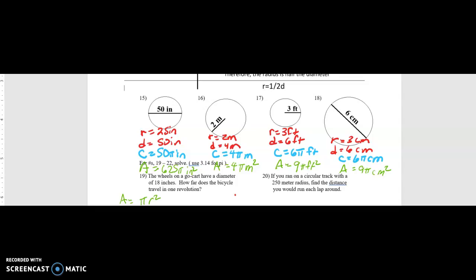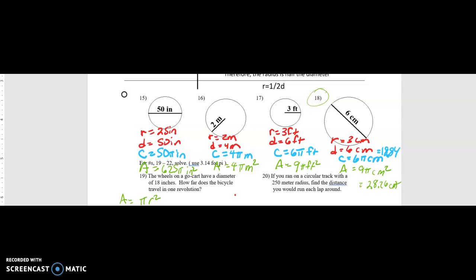I'm only going to show you on number 18 what the actual estimates would be. So when I plugged in pi and multiplied by 6, I got 18.84 centimeters. And then looking at the area of 18, I multiplied 9 times pi and got 28.26 centimeters squared. And that's how you're going to work your math problems.